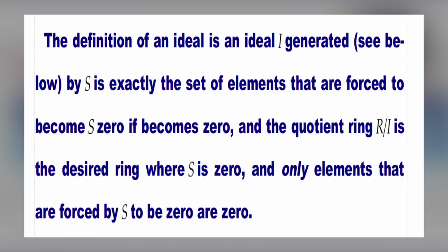The definition of an ideal is such that the ideal I generated by S is exactly the set of elements that are forced to become 0 if S becomes 0, and the quotient ring R by I is the desired ring where S is 0 and only elements that are forced by S to be 0 are 0. The requirement that R and R by I should have the same structure except that I becomes 0 is formalized by the condition that the projection from R to R by I is a surjective ring homomorphism.